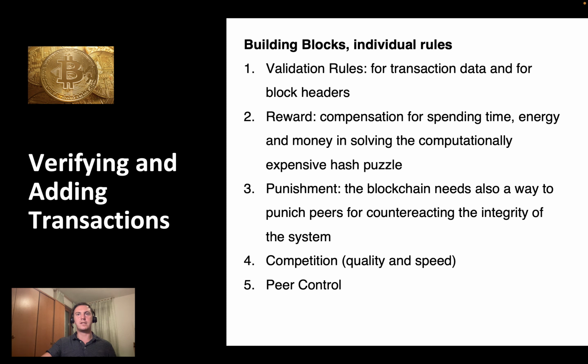The individual rules and procedures can be traced back to the following five building blocks: validation rules, rewards, punishment, competition, and peer control. Let's discuss each of them. First, the ultimate goal of the blockchain algorithm is to ensure that the blockchain data structure contains only valid blocks, which in turn consist of valid transaction data and valid block headers.